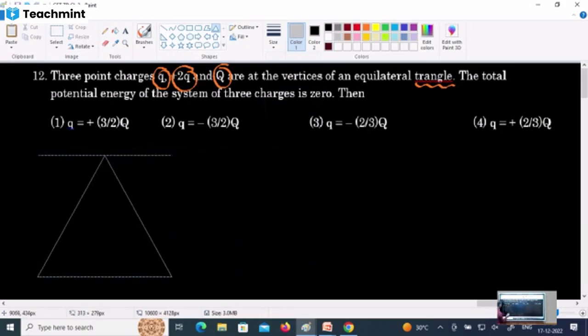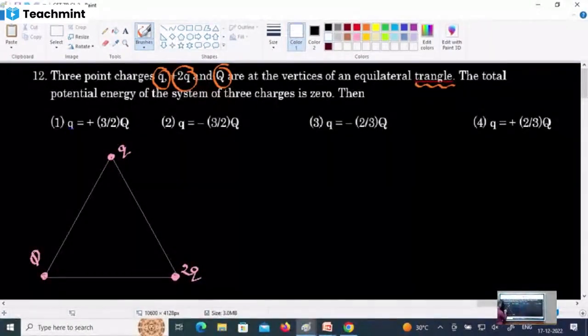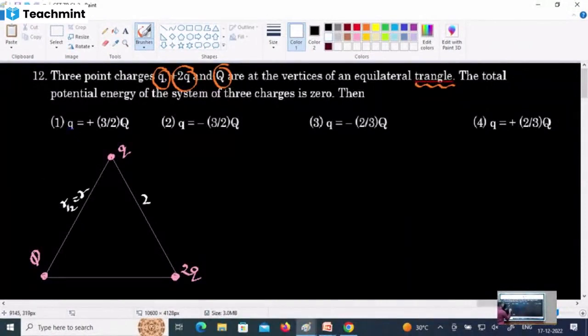Now the equilateral triangle means they have given 3 charges. There is one Q, another 2Q, another capital Q. The separation distance between the two, R12 is R, R13 is R, and R23 is also R. All the separation distances are same.